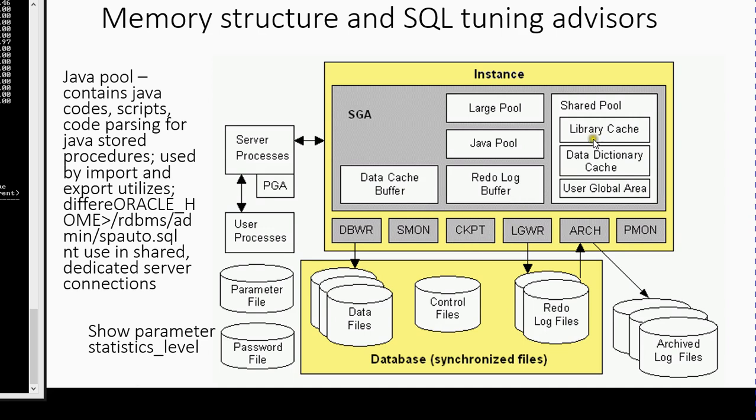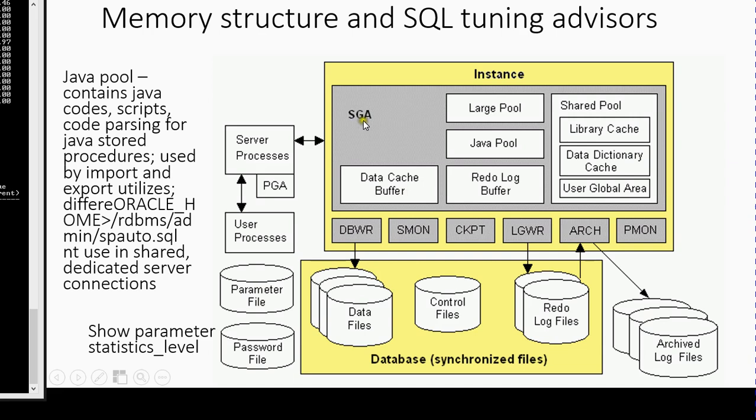So basically, there are three advisors that I'll be focusing on today. It's going to be the Java Pool Advisor, the Shared Pool Advisor, and I think the database cache buffer advisor. And there's also the PGA, 2, 3, 4.